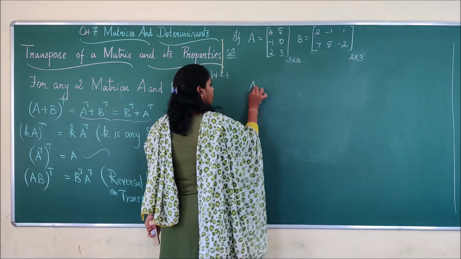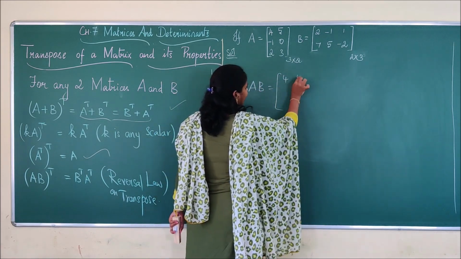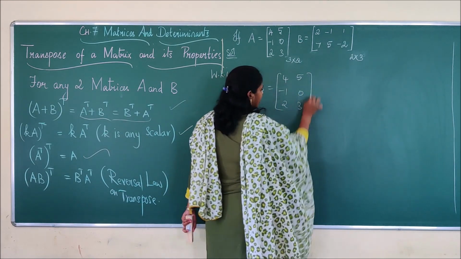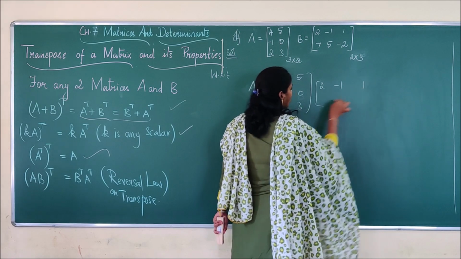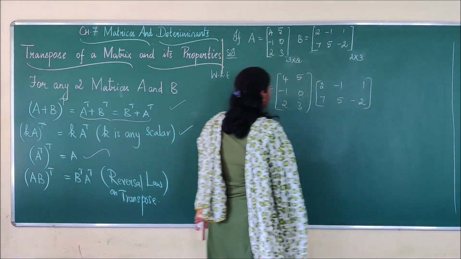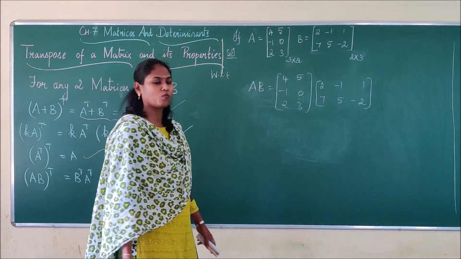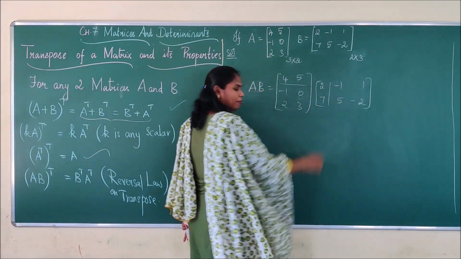So now I am going to find AB. For that I am going to take A first: minus 1, 0, 2, 3, and next I am going to take B, that is 2, minus 1, 1, 7, 5, minus 2. Now I am just going to multiply. You know how to multiply two matrices, that is row to column.